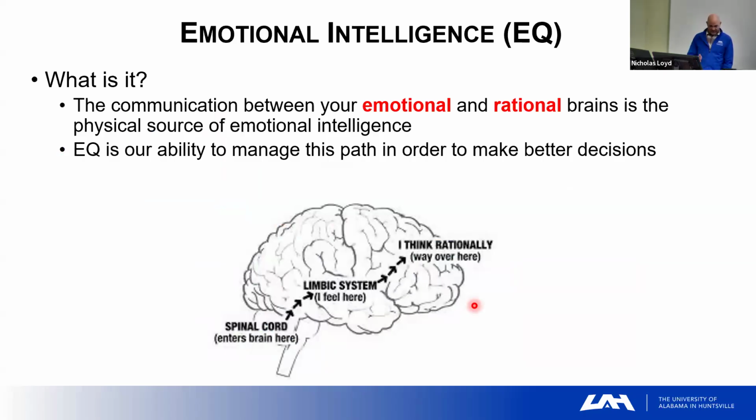So what is emotional intelligence? It's the ability for us to manage our emotional versus rational brain to make better decisions. And in When You Win, Russ Laraway's book, he actually discusses this a little bit in the makeup of the brain.